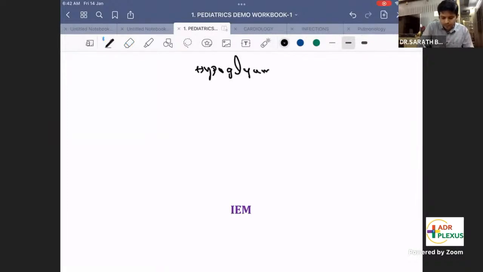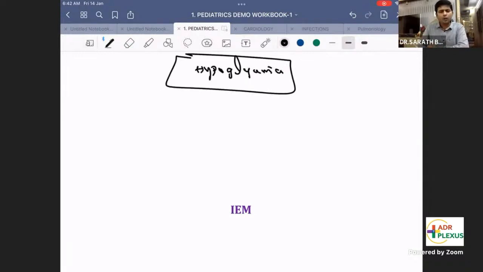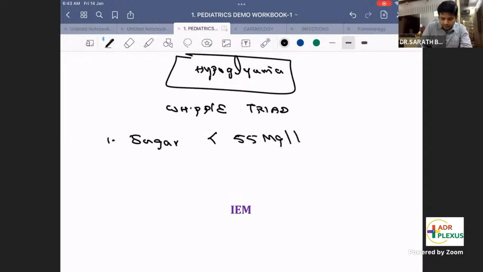So what is that triad called with respect to hypoglycemia? The triad is called Whipple's triad. So what is Whipple's triad? Even though there are many confusions or consensus regarding when to say hypoglycemia, for your postgraduate MBBS level, better you think in terms of a serum sugar value of less than 55 milligram per deciliter, along with symptoms of hypoglycemia.